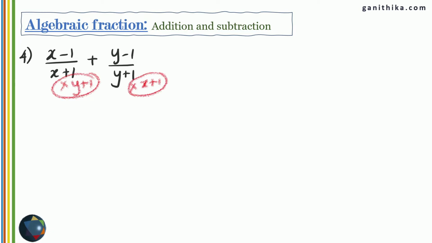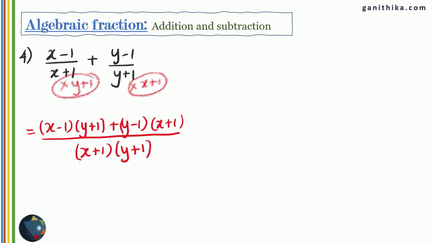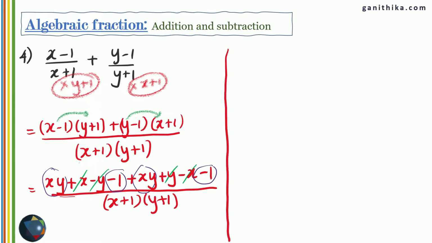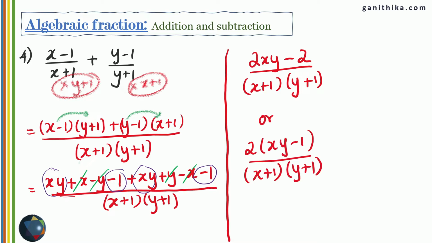Multiplying the first expression by y plus 1, the second expression by x plus 1, you will get this expansion. And you can see that you can actually expand and simplify the numerator, right? So expanding and cancelling out, you get 2 of xy's and 2 negative ones, right? So the expression on the top will be 2xy minus 2. The denominator is x plus 1 times y plus 1. Keep it in factor form. 2 times xy minus 1 divided by x plus 1 times y plus 1.